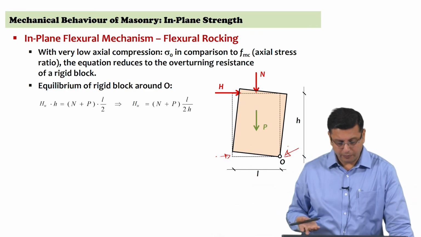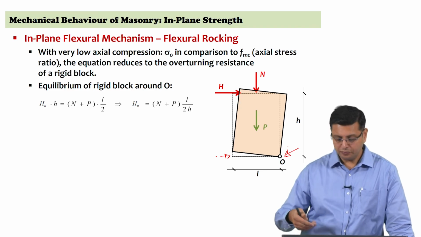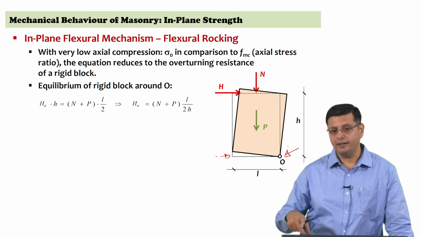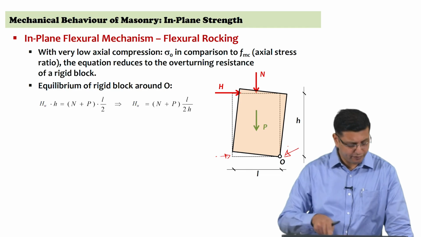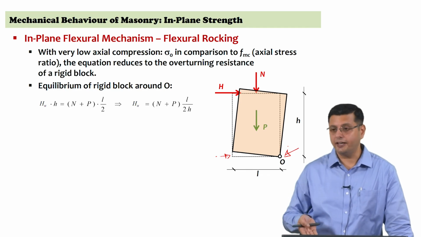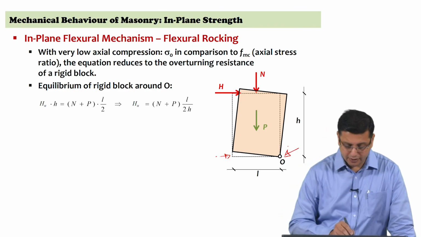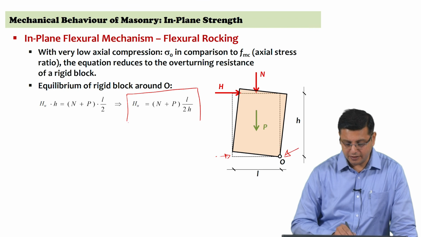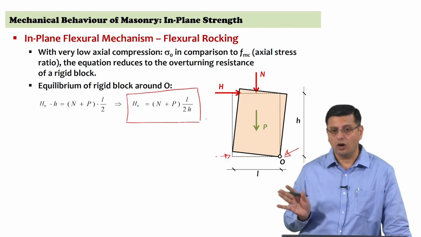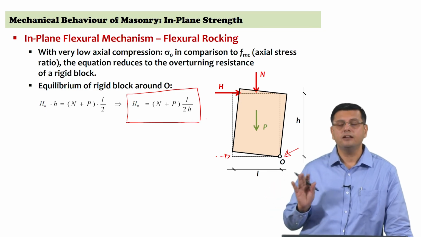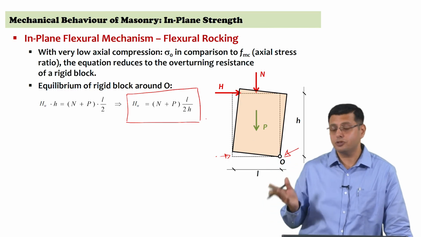So, if I take the equilibrium of the rigid block around O, at ultimate the lateral force HU into height H is equilibrated by the summation of N and P into length L by 2, and therefore, you can get an expression for HU, which is N plus P into L by 2 into H, and you see that this is not governed by any material strength. It is purely geometry. You can get a rocking mechanism, you can get an overturning mechanism. The underlying assumption is that the material strength in compression is significantly high, which is true for masonry.